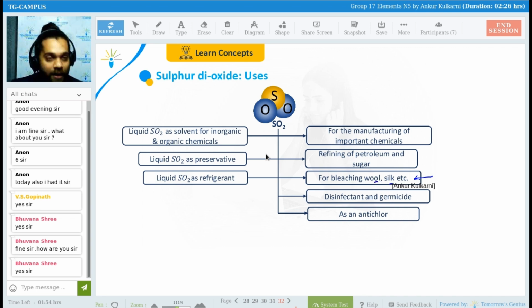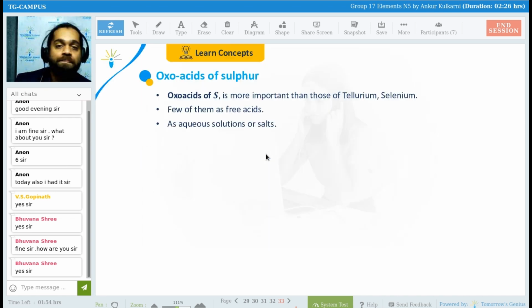So sulfur dioxide is used for bleaching of wool and silk. It is used as a disinfectant, germicide. It is also used for manufacturing of important chemicals. Then liquid sulfur dioxide also acts as an inorganic solvent. It also acts as a preservative. It also acts as a refrigerant. Okay, some of the uses are not that important.